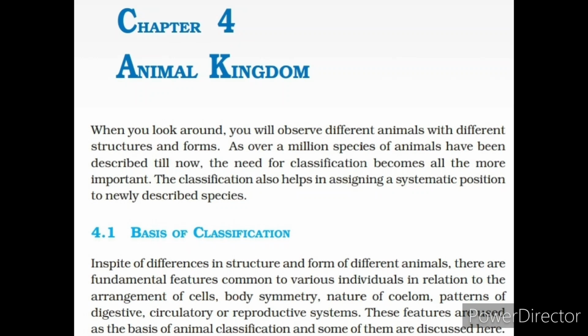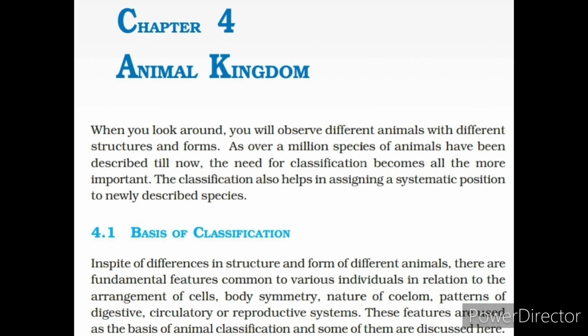Chapter 4. Animal Kingdom. When you look around, you will observe different animals with different structures and forms. As over 1 million species of animals have been described till now, the need for classification becomes all the more important. The classification also helps in assigning a systematic position to newly described species.